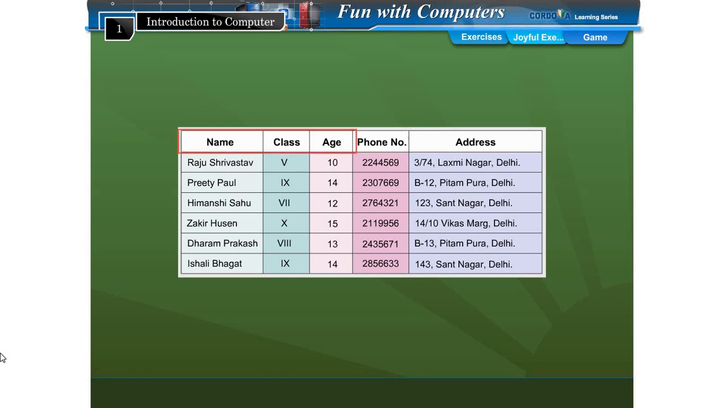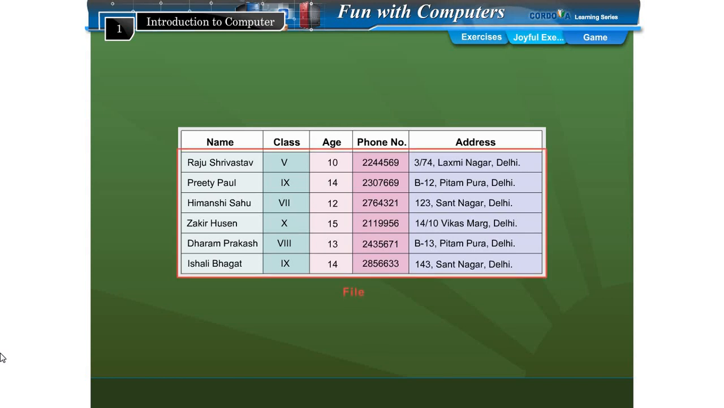Field. A field is a collection of bytes that contain data about an item. For example, the name of a student, his or her age, his or her class, etc. Record. A record is a collection of interrelated fields. For example, a student's record may contain fields such as name, age, class, subjects, etc.